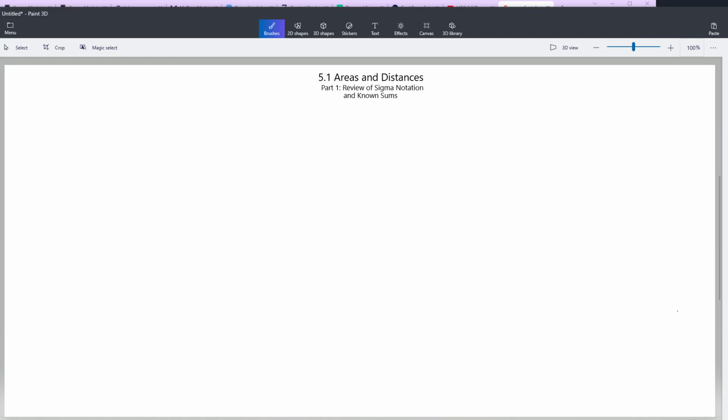Hey everybody, so in this video we are going to review sigma notation and talk about the value of some well-known sums. Okay, so let's just start with what sigma is. Sigma is a Greek letter. Specifically, this is what uppercase sigma looks like. And in math we use it to denote the sum.